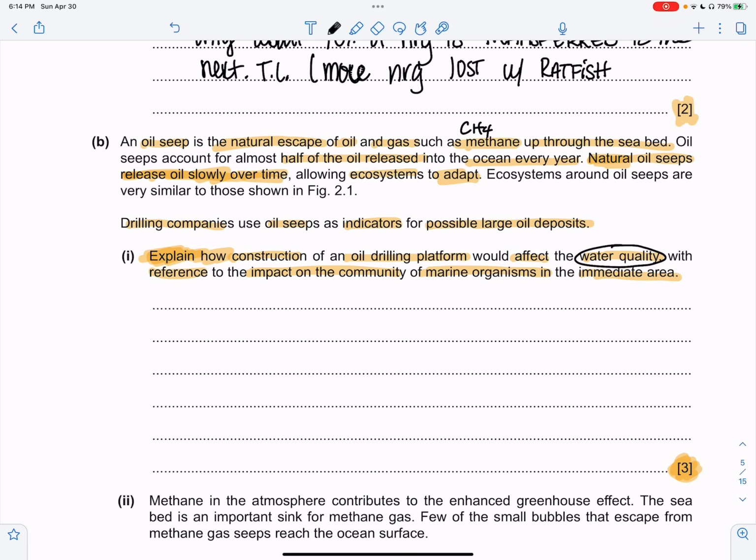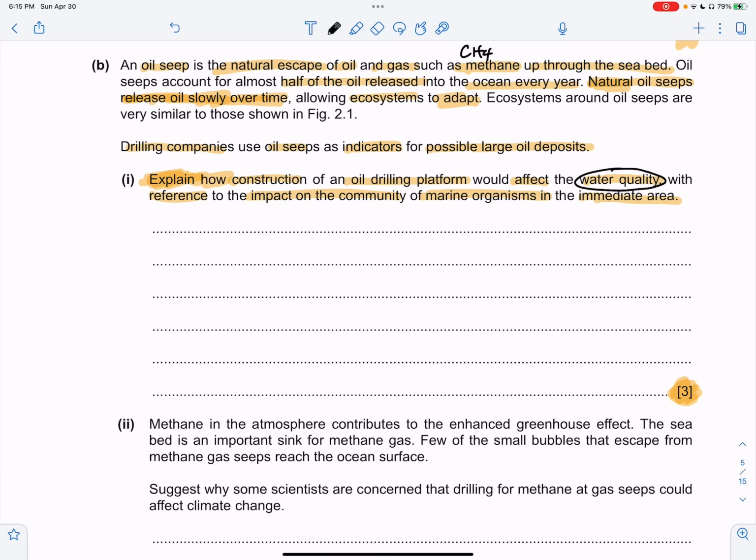So we can talk about the sediment that's going to be released from the construction, as I talked about, explain how the construction, and what it's going to do to organisms. So it can block the gills of fish. It can cause the water to be very turbid, and then they won't be able to locate any food. It can smother your benthic organisms.